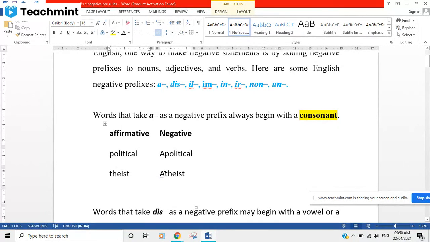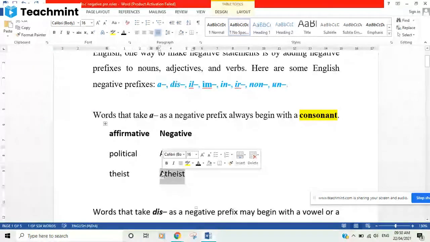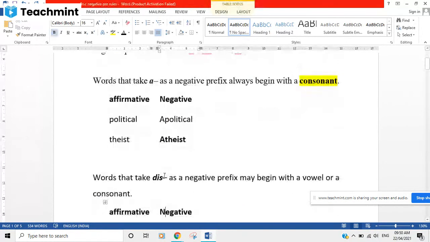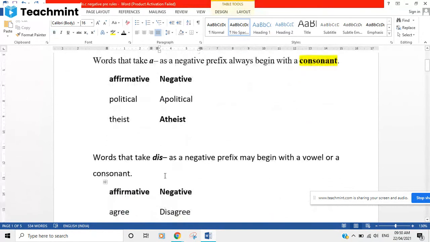Next rule is that words that take dis as a negative prefix may begin with a vowel or a consonant. That is, we can make any word negative by using dis before it. Now, as you might have already heard this word agree. Agree is a word, and in order to make this word negative, we need to add the prefix dis before the root word. The original word is agree.